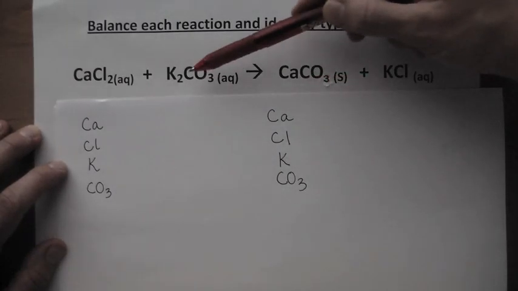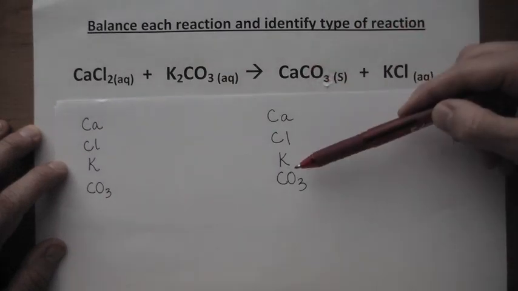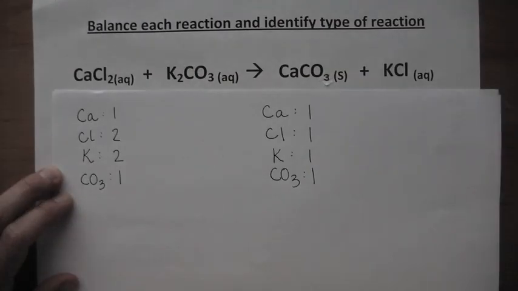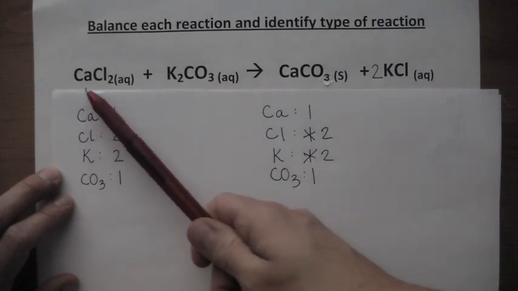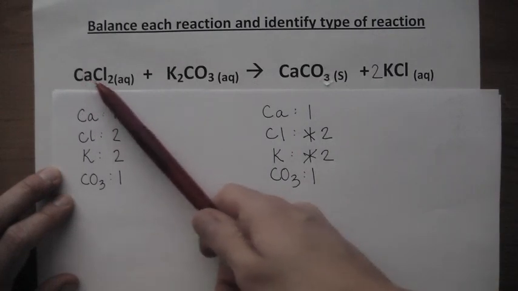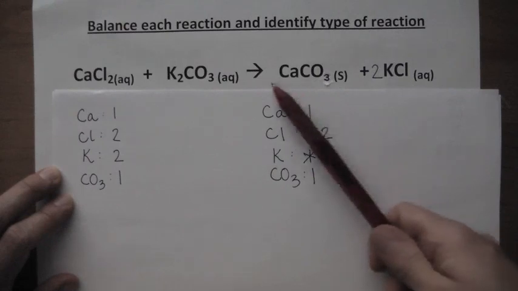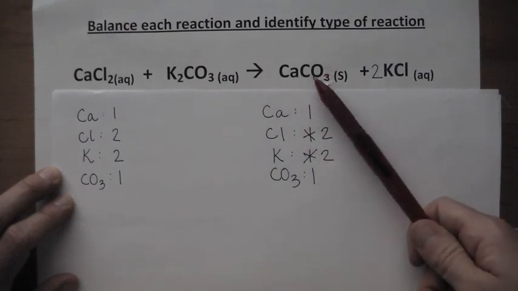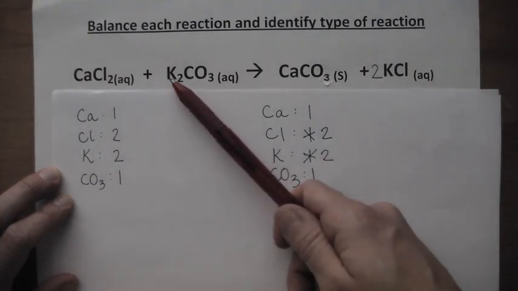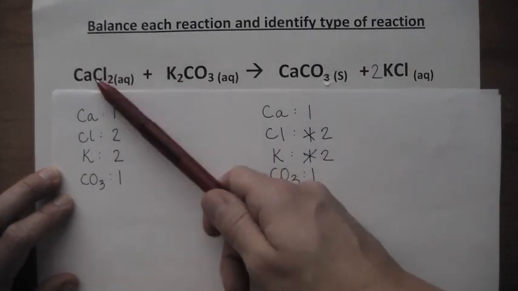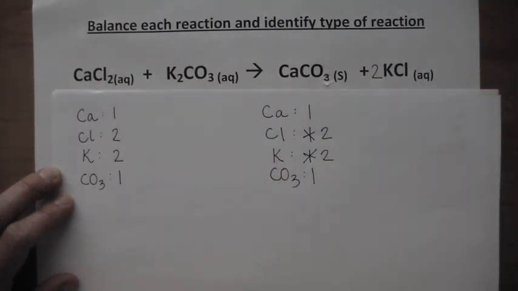Notice I can keep my polyatomic ion together. Here I finished counting. I am done balancing the equation. Now my next job is to figure out what type of reaction this is. Notice that the calcium is with chlorine here, and now the calcium is with carbonate here. It's some type of displacement. Also here, the potassium is now with the chlorine. This is a double displacement reaction.